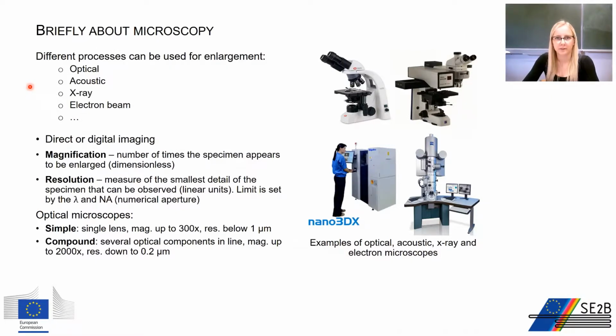So, a microscope, the instrument to produce enlarged images of relatively small objects, can be based on different physical processes, for example light, acoustic waves, X-rays, electron beam, and other processes. The enlarged image can be received directly, or digital methods can be used to obtain it. Important is to distinguish between magnification and resolution, where the former is the number of times the object appears enlarged, and the latter is the measure of the smallest detail of the object that can be observed. For modern optical microscopes, the magnification can reach up to 2000 times with a resolution of 200 nanometers.